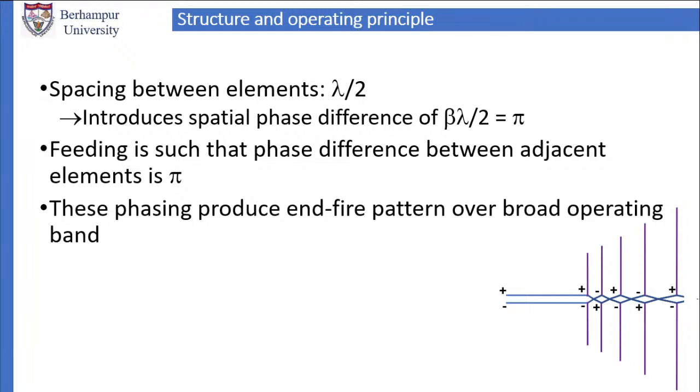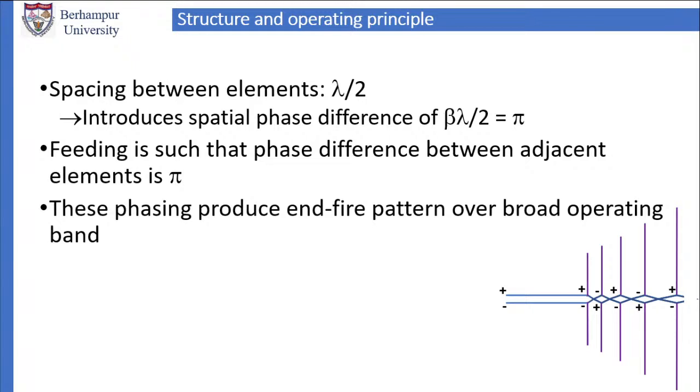Now let us see in detail the structure and operating principle of a log periodic antenna. The spacing between elements is usually lambda by 2. Now lambda is dependent on frequency, and frequency is varying log periodically. Since frequency is varying log periodically, lambda by 2 for one antenna and lambda by 2 for the other antenna is different. Therefore the spacing is also varying. Since we are saying spacing is lambda by 2, the spacing will also vary according to the length of the antenna. So this introduces a spatial phase difference.